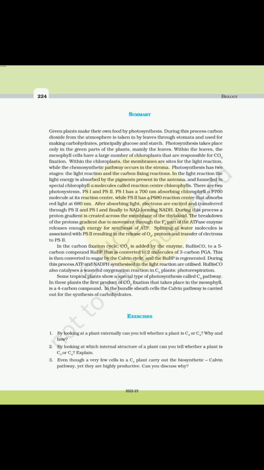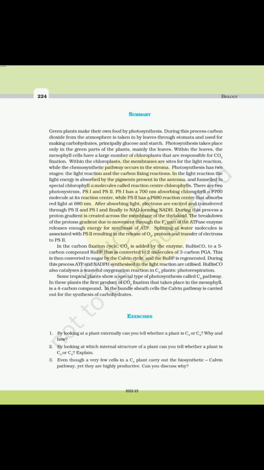Photosynthesis has two stages, the light reaction and the carbon-fixing reactions. In the light reaction, the light energy is absorbed by the pigments present in the antenna and funneled to special chlorophyll a molecules called reaction center chlorophylls. There are two photosystems, PSI and PSII. PSI has a 700 nanometers absorbing chlorophyll a P700 molecule at its reaction center, while PSII has a P680 reaction center that absorbs red light at 680 nanometers.